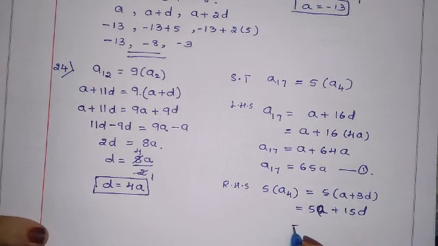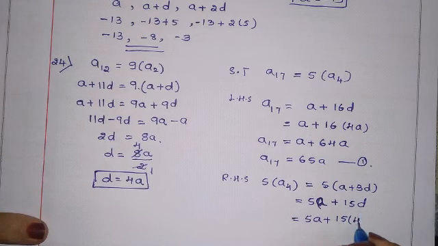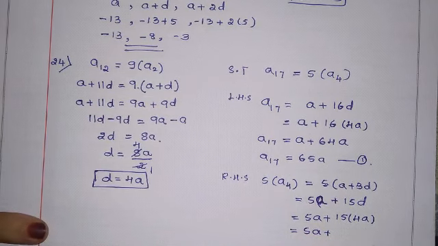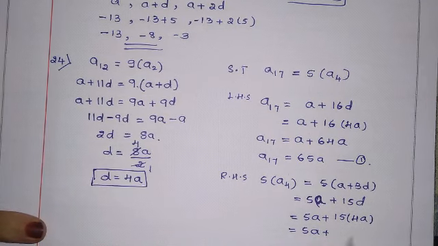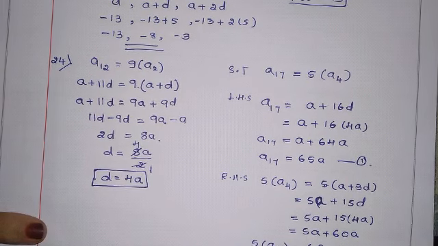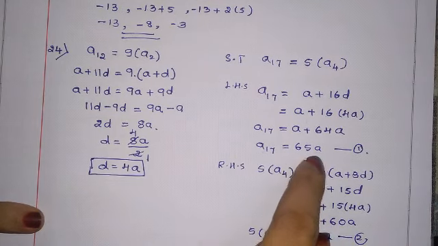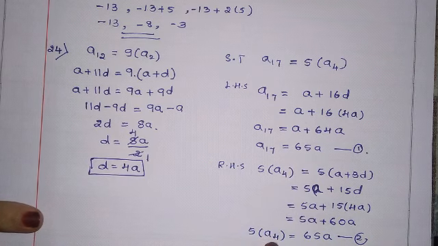Now 5a as it is plus 15 into the d value, which is 4a. In place of d I have written 4a. 5a as it is plus 15 fours, we know, is 60a. 60a plus 5a is 65a. Again we got 5 times a4 is equal to 65a. We can focus on equation 1 and equation 2. a17 is 65a and 5 times a4 is also 65a.